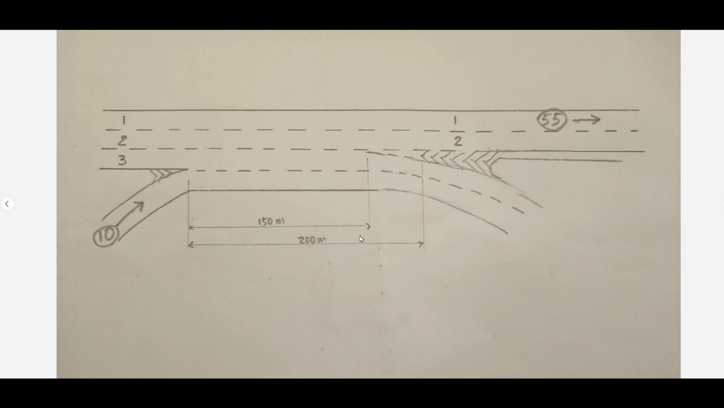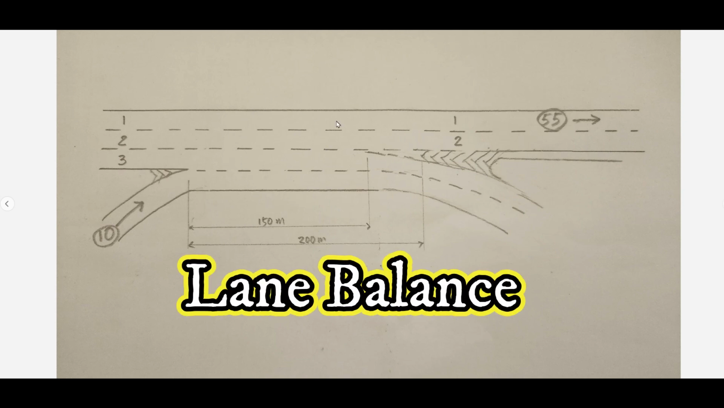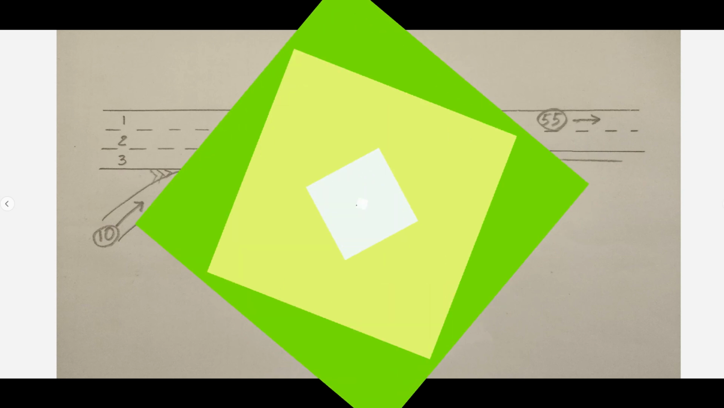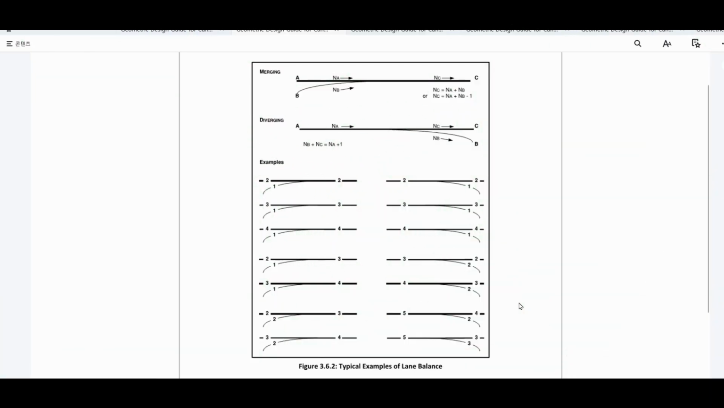However, that's not the end. There's more story, even worse. In Daejeo Junction, there is no lane balance. On Highway 55, 3 lanes, and then it becomes 4 lanes, and then only 2 lanes go through. Let's take a look at the lane balance. This is from the TAC manual. Let's take a look at this one.